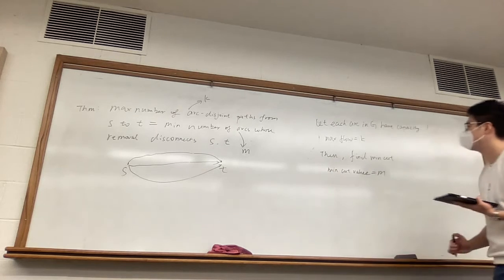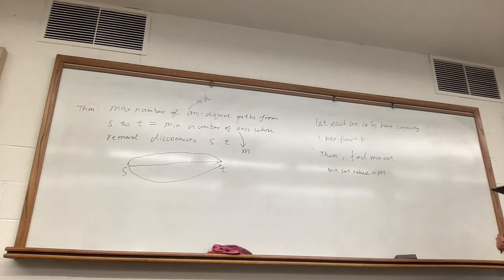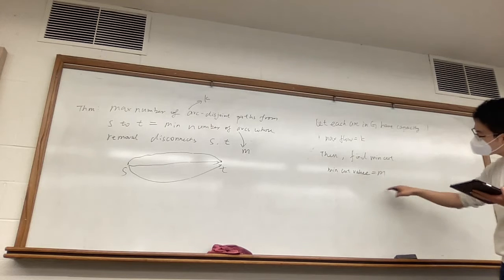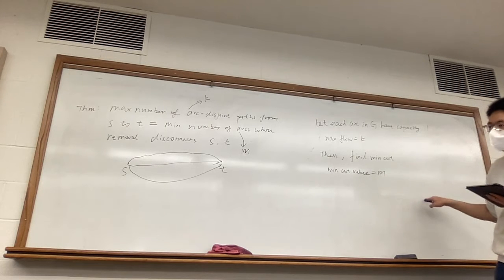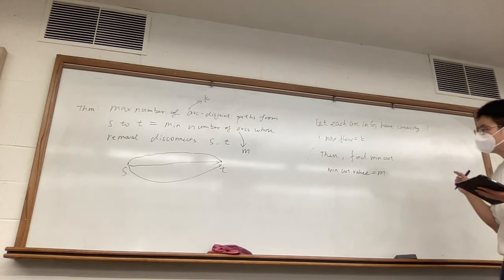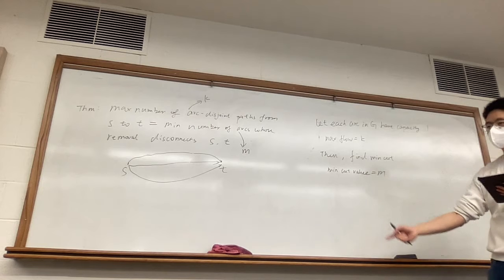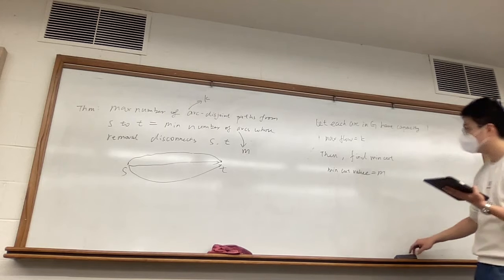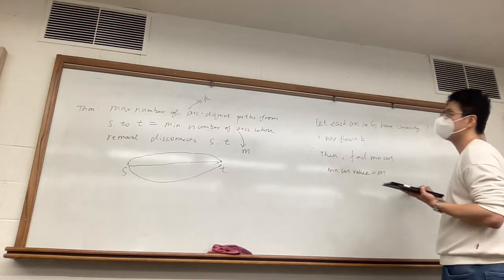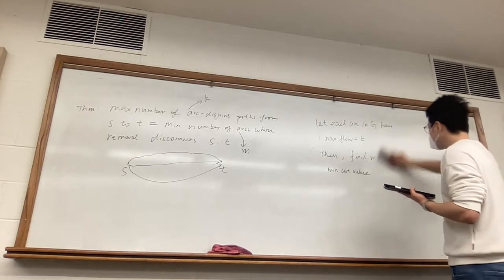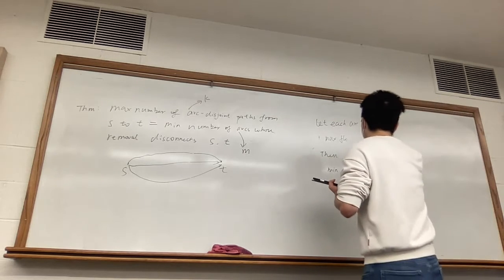So that's to say, if you find the min cut, then the min cut value is equal to the max flow. This is derived from the theorem that we have just said. So in the min cut, all the arcs that go from capital S to capital T are filled, and all the arcs that go from capital T to capital S are empty. I think this is a very clever proof.